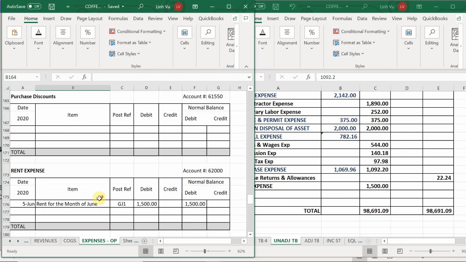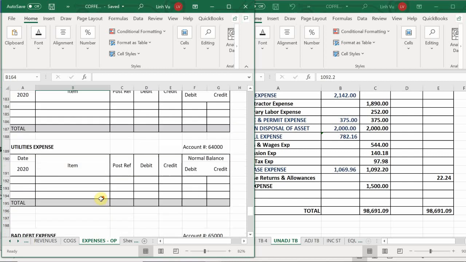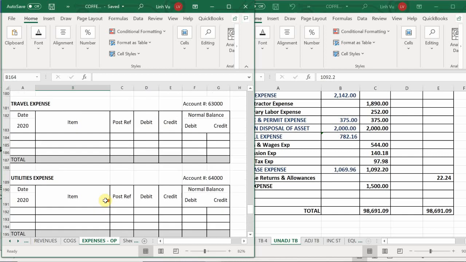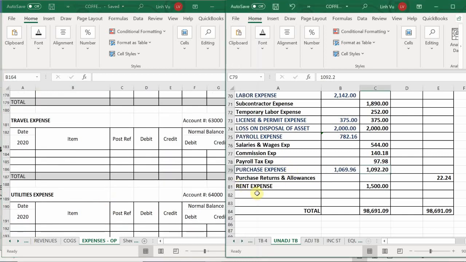And then we have rent expense, and that's it. Everything else we haven't dealt with yet. So rent expense is our last main account here, which we know to be $1,500. Okay. So this is where you're going to have to do your equal sum stuff here. So equal sum.